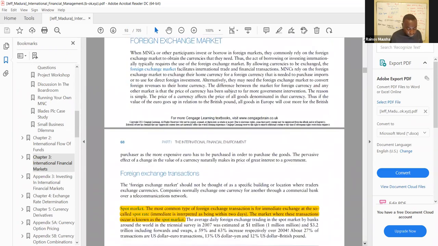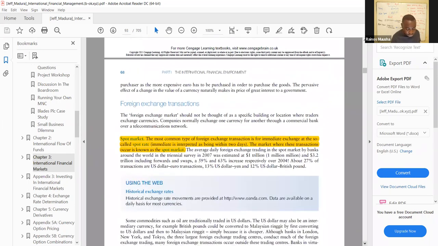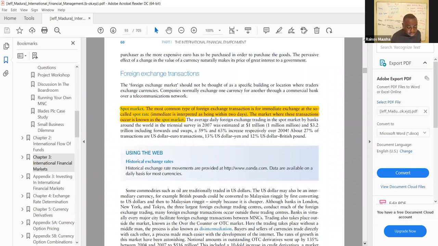In the next section, we look at the foreign exchange markets. Under this, we're going to look at foreign exchange transactions. When you're transacting in the foreign exchange markets, you can have transactions in the spot market. They say the most common type of foreign exchange transaction is to immediately exchange at the so-called spot rate. The market where these transactions occur is also known as the spot market.